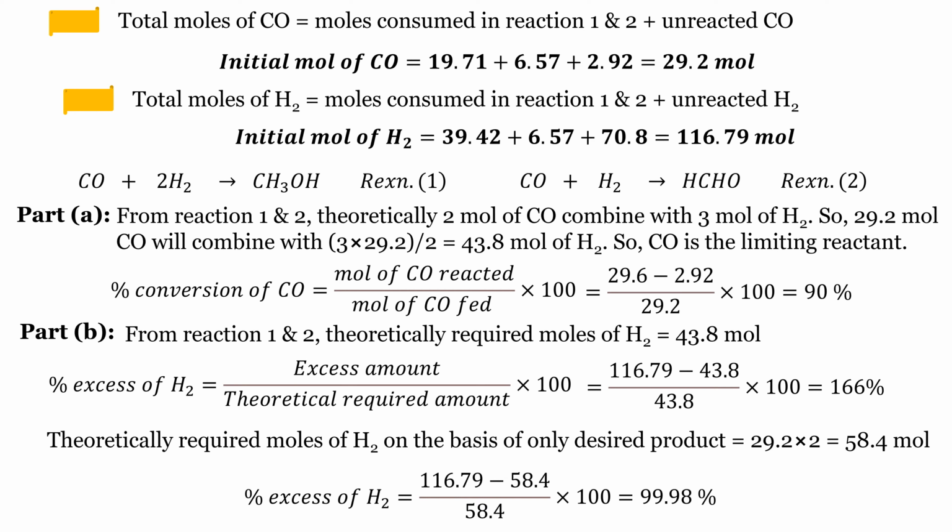Now we can find out the percentage excess of H2, and it will be equal to the excess amount. Excess amount means the available amount of H2 minus the theoretically required amount of H2, divided by the theoretically required amount of H2, and it will come out as 99.98%.